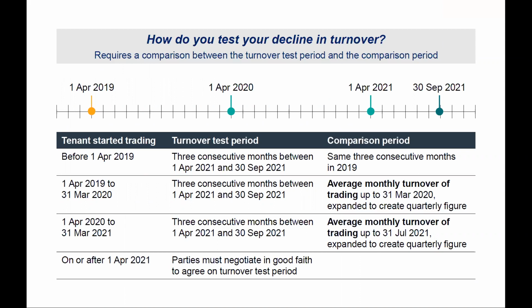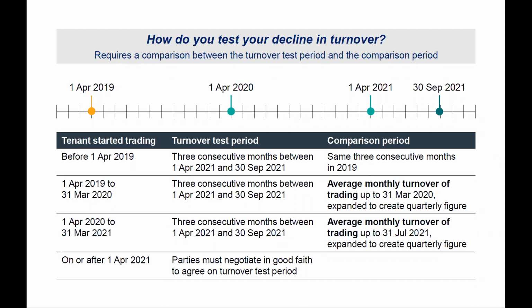All right, thanks, Chris. So as you would understand, one of the critical criteria that needs to be met in order to be eligible for the rental relief under the scheme is to satisfy the decline in turnover test. A tenant satisfies a decline in turnover test if the turnover for the turnover test period falls short of the tenant's comparison turnover by 30% or more, or 15% for registered charities.